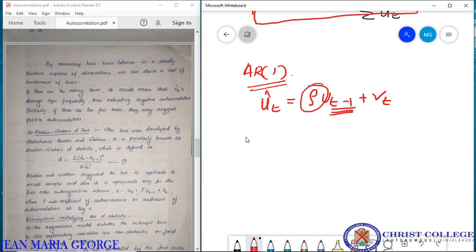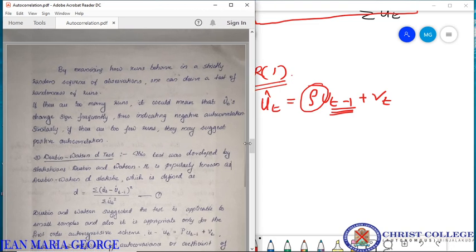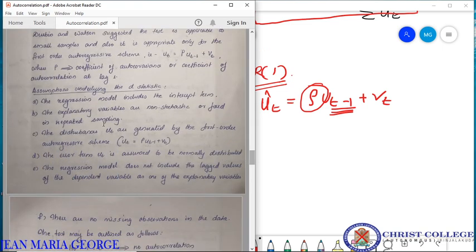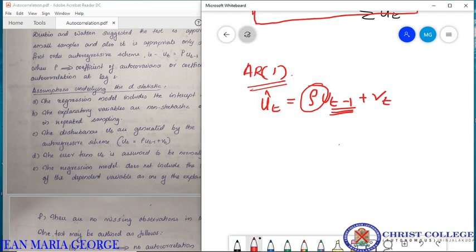Now there are some assumptions upon which this Durbin-Watson d-statistic depends. So let us look at the different assumptions. First assumption: the regression model will include the intercept term. That means the regression model is not a regression through the origin; the intercept is present. Like if we are considering a two variable model, y equals beta 1 plus beta 2 x i, beta 1 is the intercept term. So the intercept term is present here.